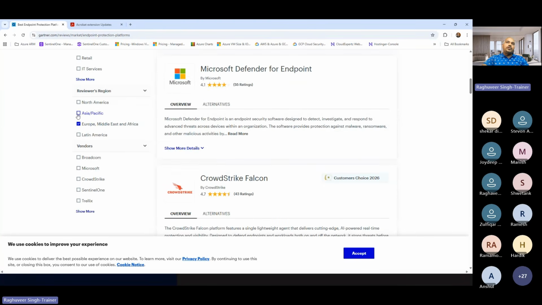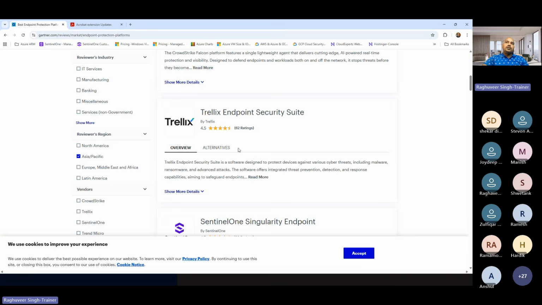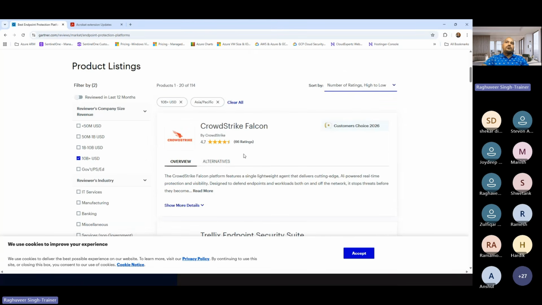And if I go to Asia Pacific for the same business size, let's see where CrowdStrike is. So CrowdStrike in Asia Pacific is once again at the top place. So there cannot be more reasons to understand the significance and importance of this training session, and the value proposition that it will bring to the table by giving you an edge over others after you add this knowledge into your resume.